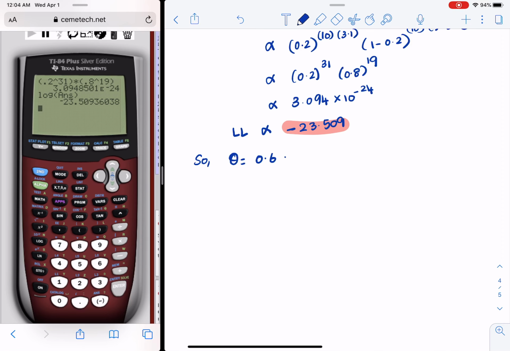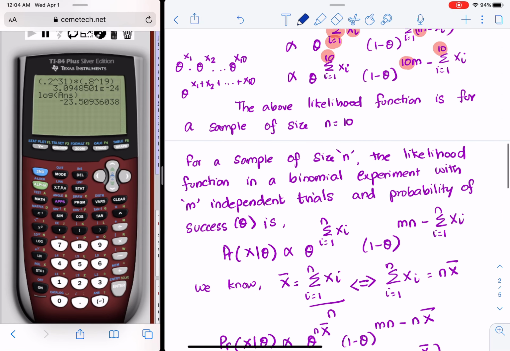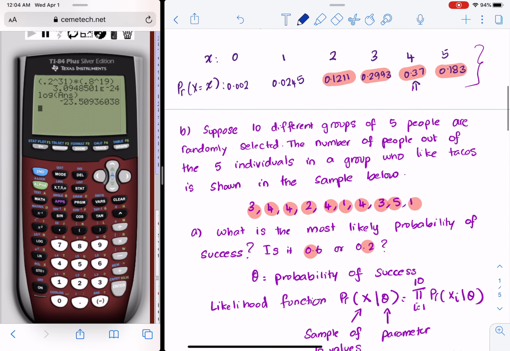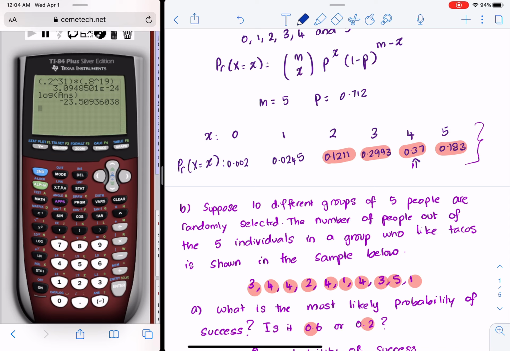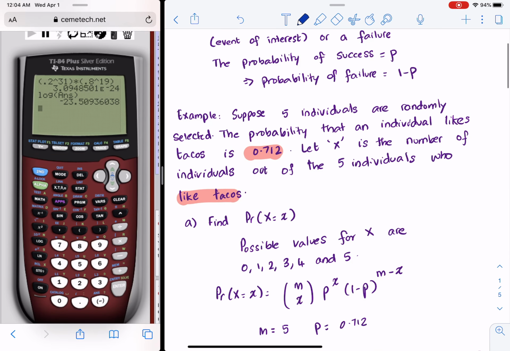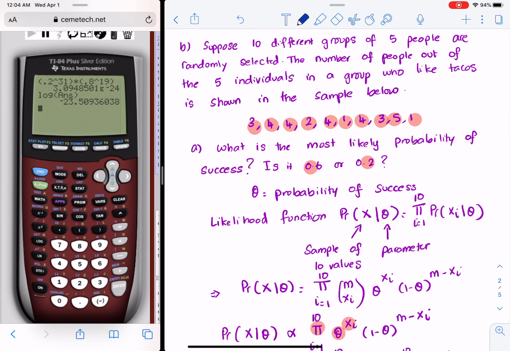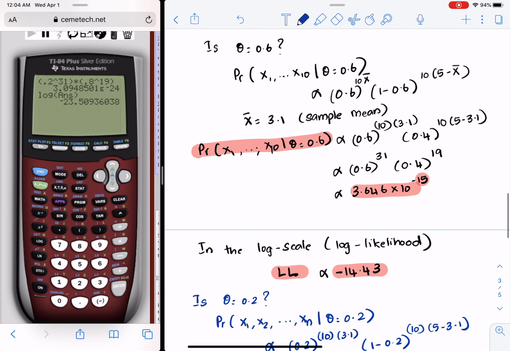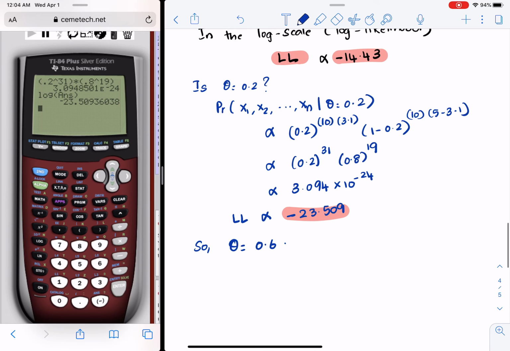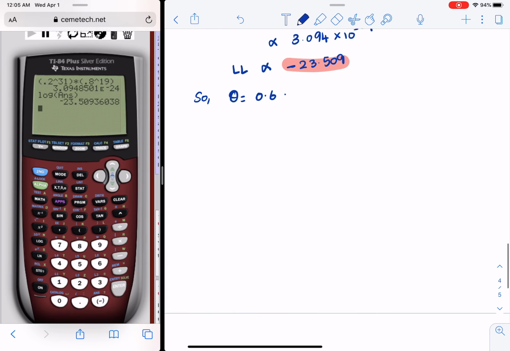Remember, when I first started the problem, I said I am formulating this sample using that particular distribution, and that particular distribution had a success probability of 0.712, and I said out of these two possibilities, 0.6 or 0.2, the answer is more likely to be 0.6, and that is exactly what we got. And mind you, here we're simply looking at the likelihood function. There is no prior information involved, so we are going to come up with a Bayesian approach here.